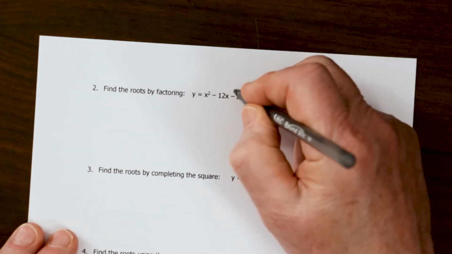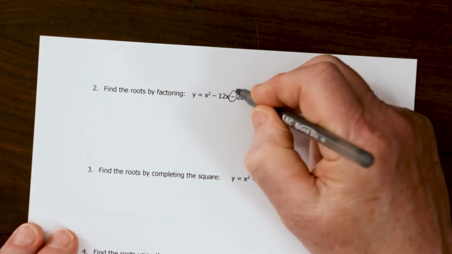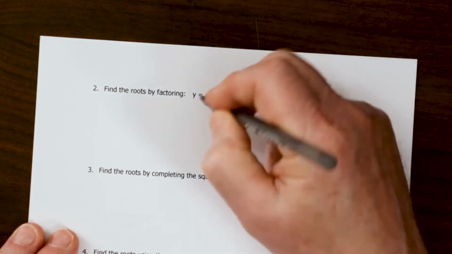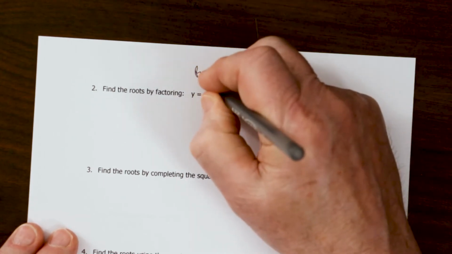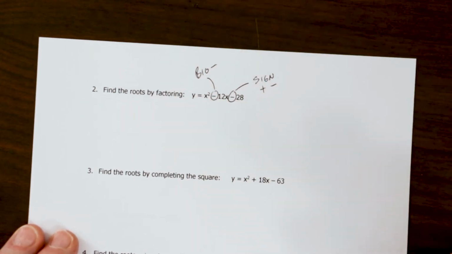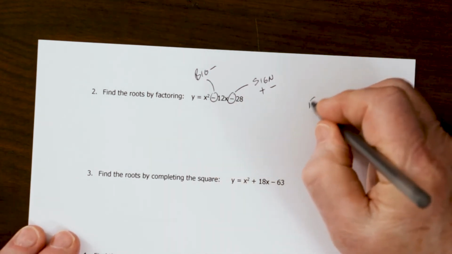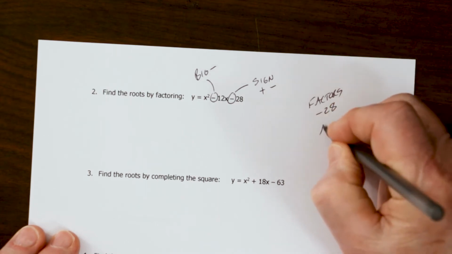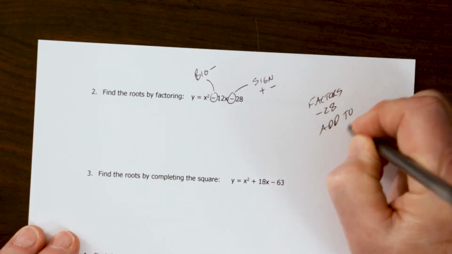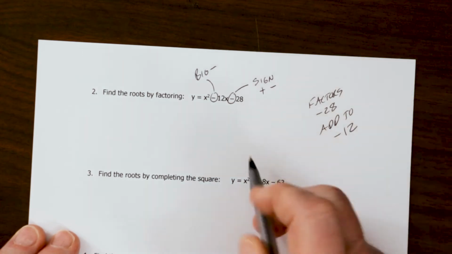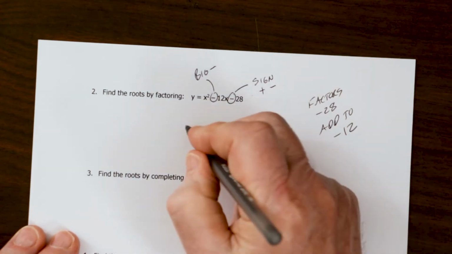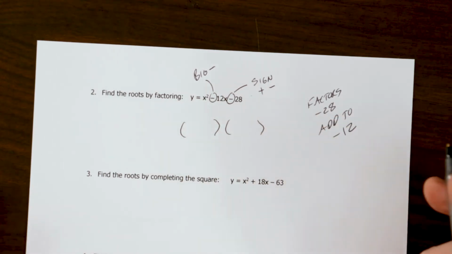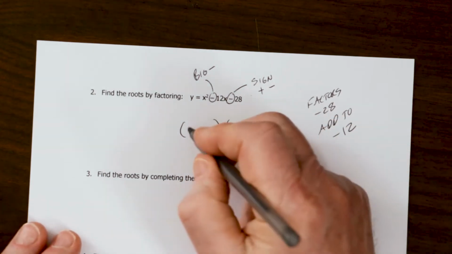And the story here, this starts my story, and this tells me that the signs are different. So a plus and a minus, and this tells me the bigger one's a minus. Okay, so I need the factors of negative 28 that add to negative 12. Signs are different, bigger one's negative. So I got my two sets of parentheses. First thing I really should have looked at here, is there a GCF? No, there's not. Okay, so I don't have to worry about that.